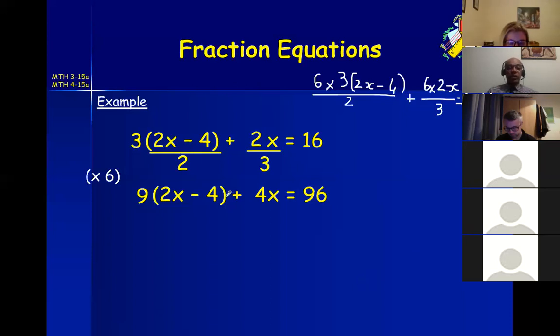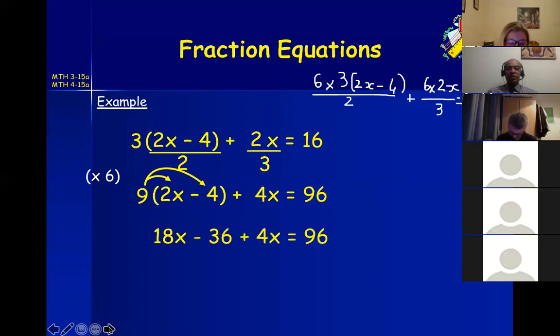So next stage, we get rid of the brackets. Expand, remember, we're not here to factorize. We're trying to find x on its own. So 9 times 2x, that'll be 18x. 9 times negative 4, that's negative 36. Plus 4x equals 96. 18x minus 36 plus 4x equals 96. Now we do a bit of tidying up. 18x plus 4x. How many x's? 22x.